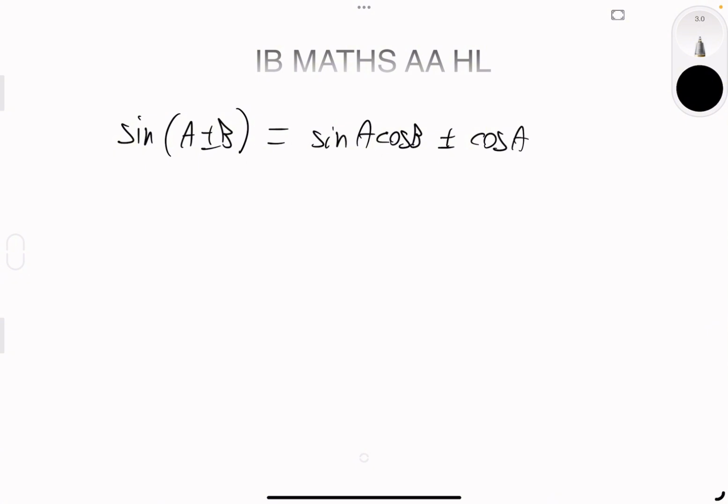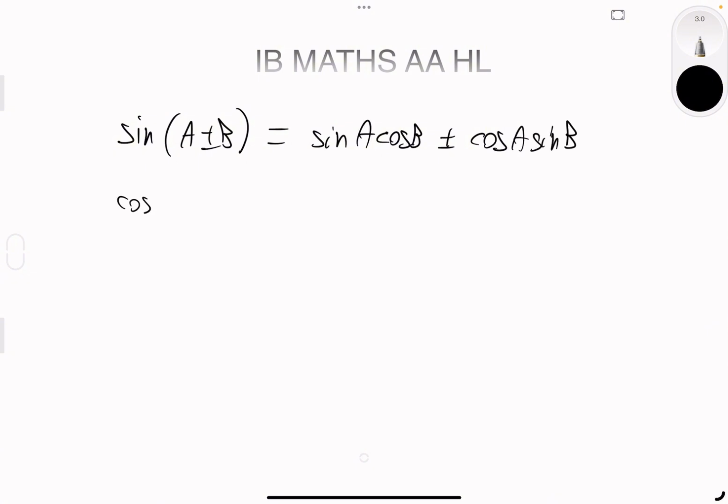So finally, let's talk about compound angle identities. These let us expand trigonometric expressions involving sums or differences of angles. So, for example, sine of a plus b can be developed and written as sine a cos b plus minus cos a sine b.